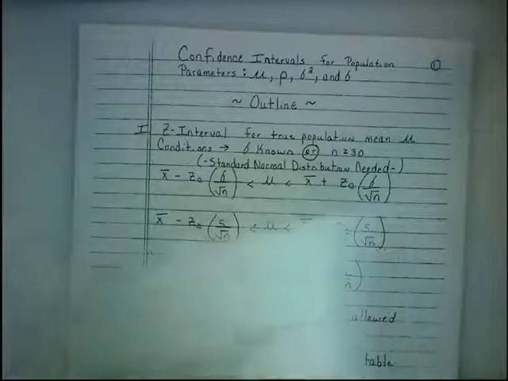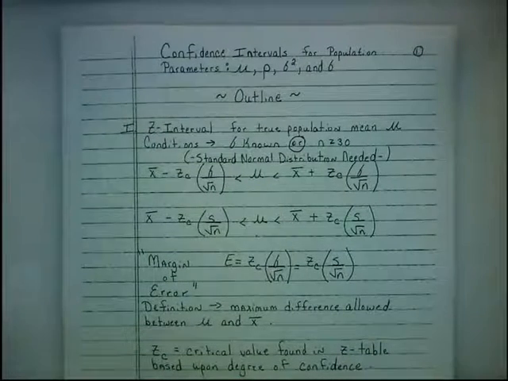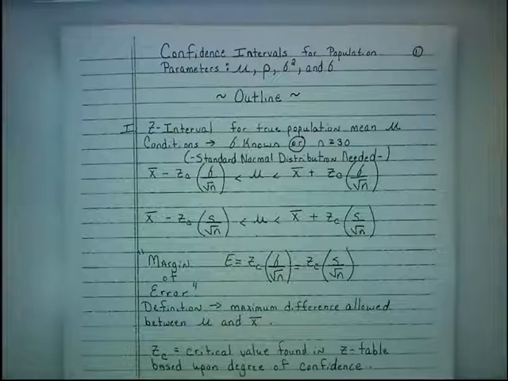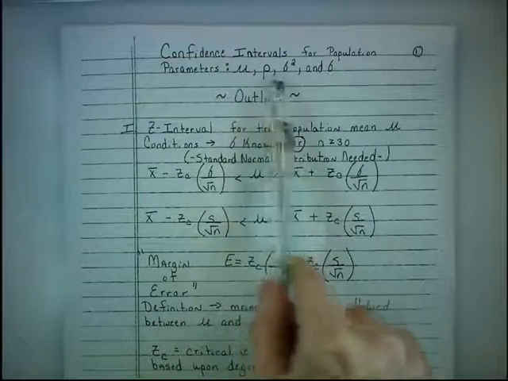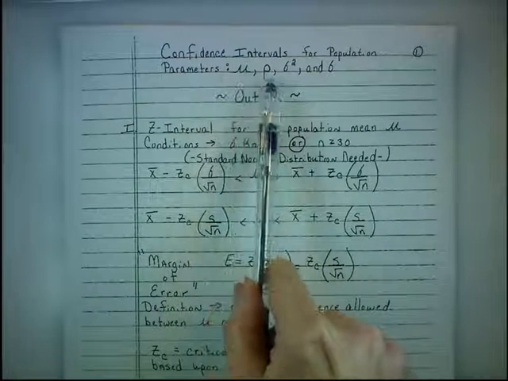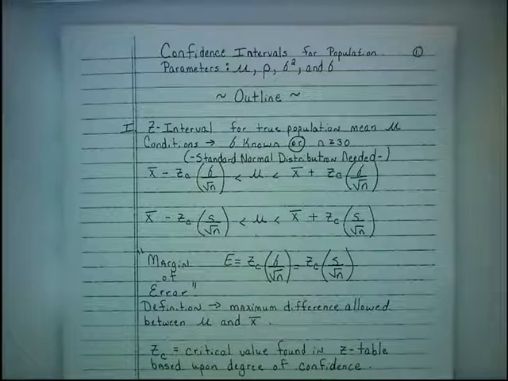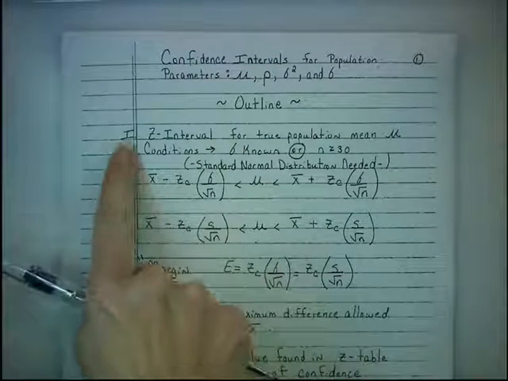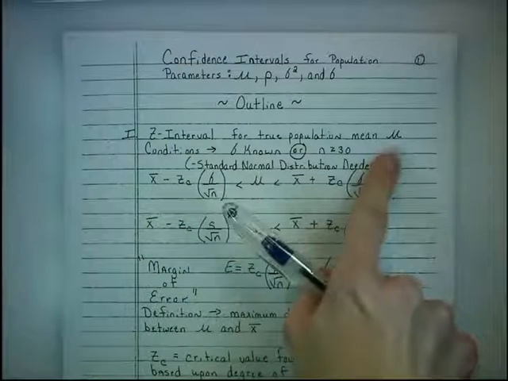Before we start working these problems, you will see in the hard copy of the lecture notes the overall outline of the chapter. We are going to construct confidence intervals for the parameters mu, p, sigma squared, and sigma. This is true population mean, true population proportion, true population variance, and true population standard deviation. And that will be all of Chapter 7. The first one, Roman numeral number 1, is section 7-1, the Z-interval for the true population mean mu.